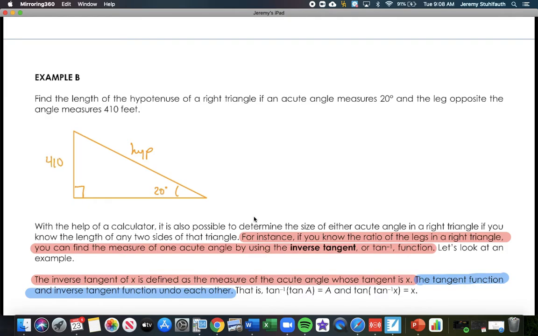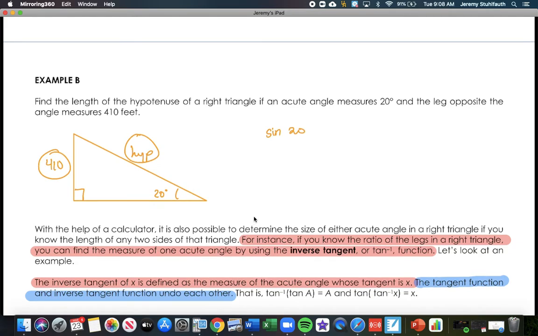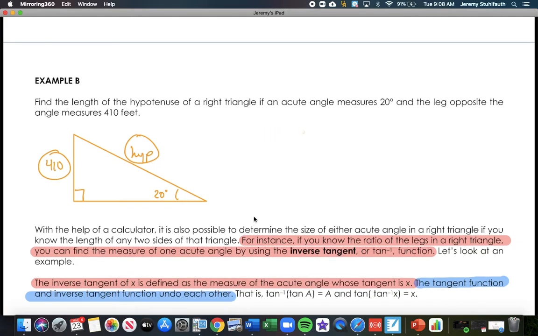Okay. So again, it doesn't matter what our picture looks like. My angle of 20 degrees is down here. You could put it up here, but it doesn't tell us exactly where it is, so we can put it on either angle. So if we take a look at this, we want to find the hypotenuse. We have the opposite side from 20 degrees. So what we can do is we can say we want to find the sine of 20. So you want to ask yourself, which trigonometric ratio uses the opposite side and the hypotenuse? That is sine.